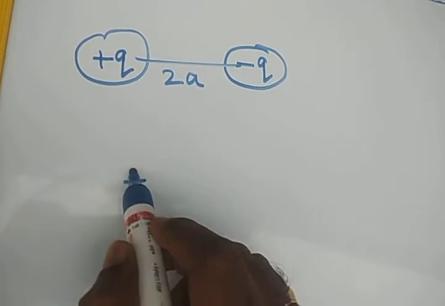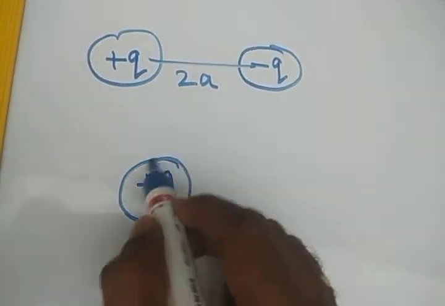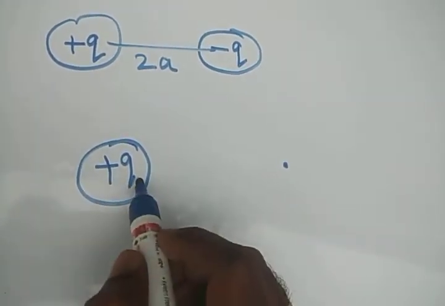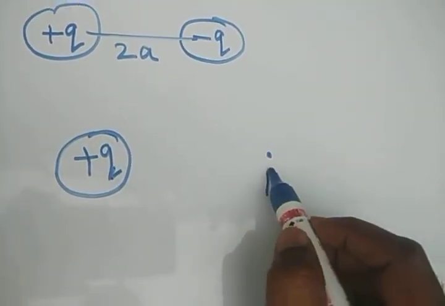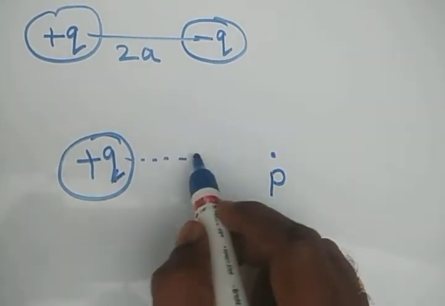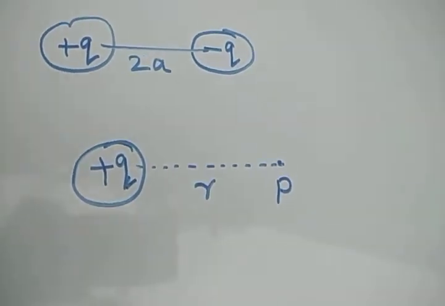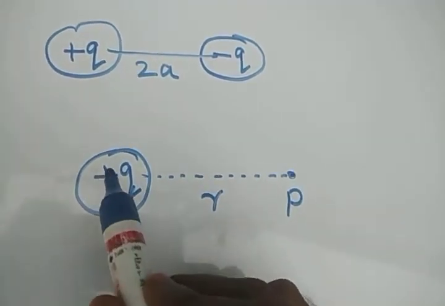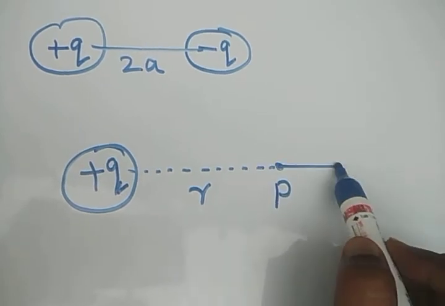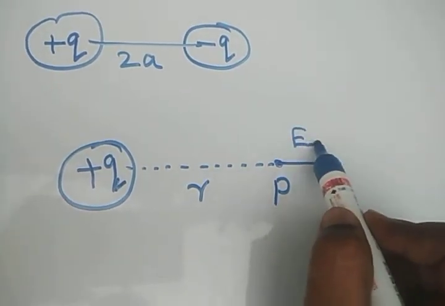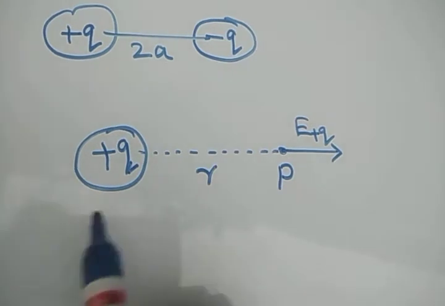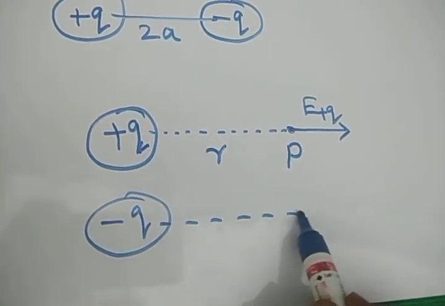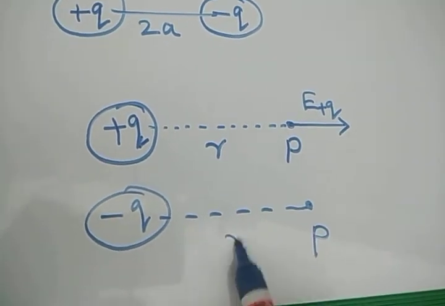Very simple, students. You take a positive charge. If you want to find the electric field direction of this particular charge at a point, and the distance between the point and the charge is R, then you fix the point and see the charge. If the charge is positive, the electric field direction is away from this positive charge. Then if you take the negative charge, at the same distance or some other distance, the distance is R.